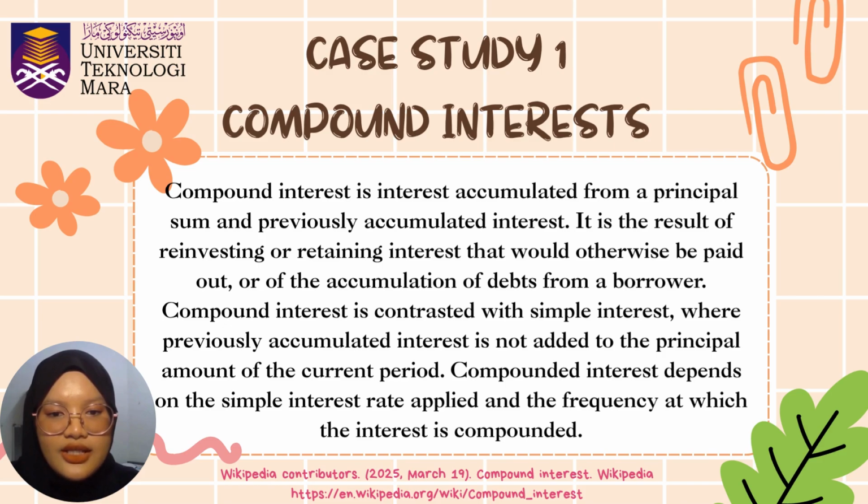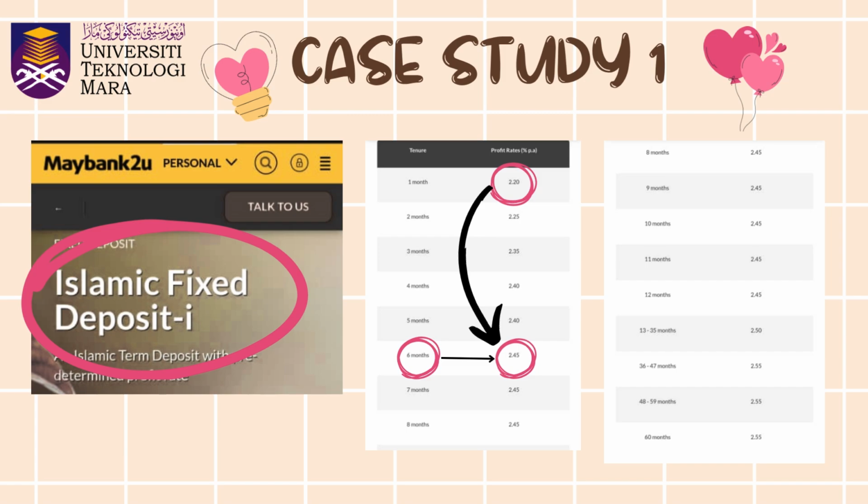Compound interest is interest accumulated from a principal sum and previously accumulated interest. It is the result of reinvesting interest that would otherwise be paid out, or of the accumulation of debt from a borrower. Compound interest is contrasted with simple interest, where previously accumulated interest is not added to the principal amount of the current period. Compounded interest depends on the simple interest rate applied and the frequency at which the interest is compounded.